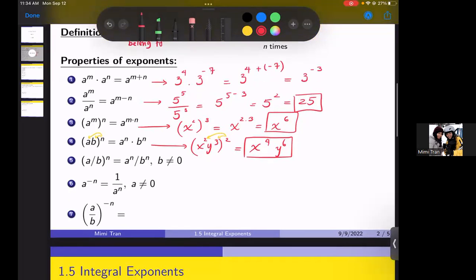Okay. Rule number 5, if I have (a divided by b) to the n, same thing as rule number 4. You distribute n into each of the powers, as long as b is not 0, since you can't divide by 0. So for this rule, say I have 5 over x, cubed. And then you distribute it, right? So 5 cubed over x cubed. What does 5 cubed equal? 25.